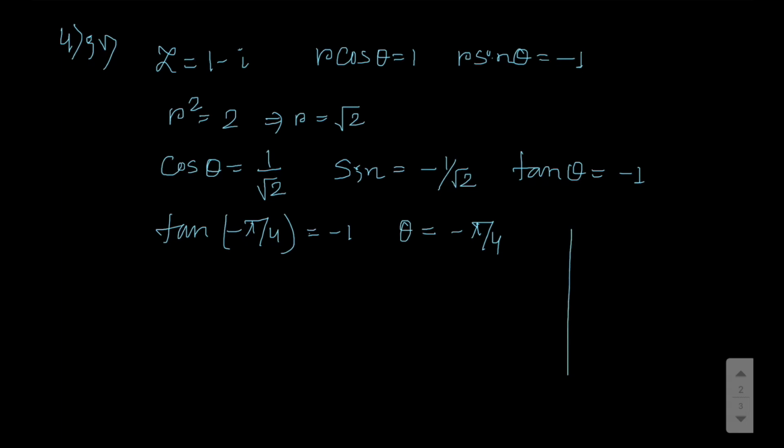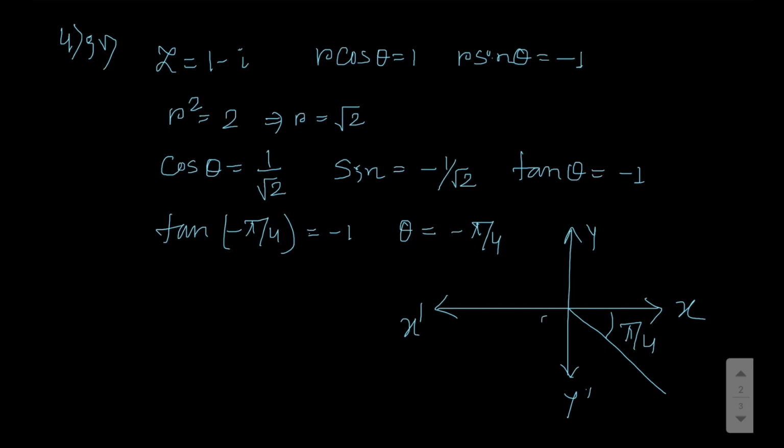Okay, theta equal to minus pi by 4. So now you have to draw the Argand plane, you know that, so that is x, x dash, y, y dash. As theta equal to minus pi by 4, it will be from here, so it's minus pi by 4. Here also you can write down OP equal to root 2 and angle XOP equal to minus pi by 4.